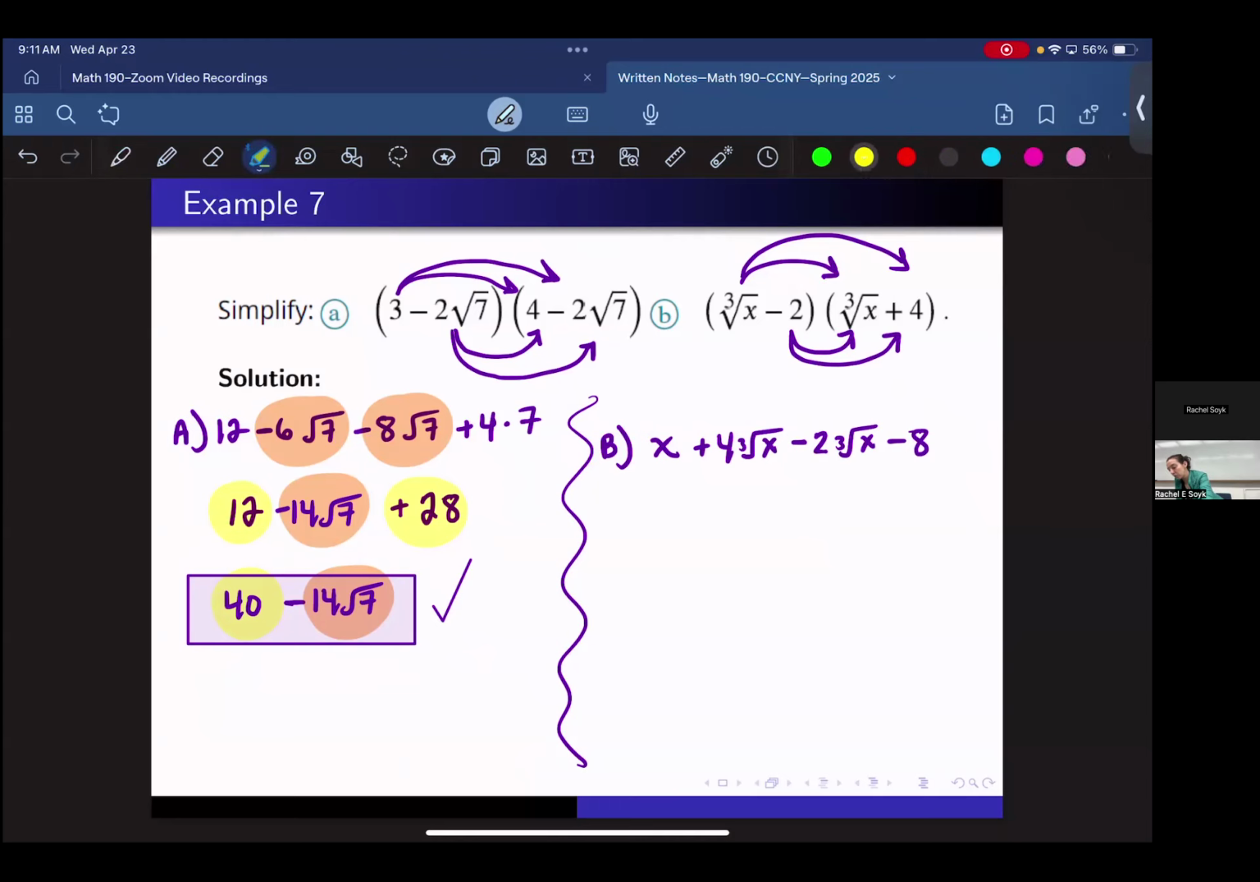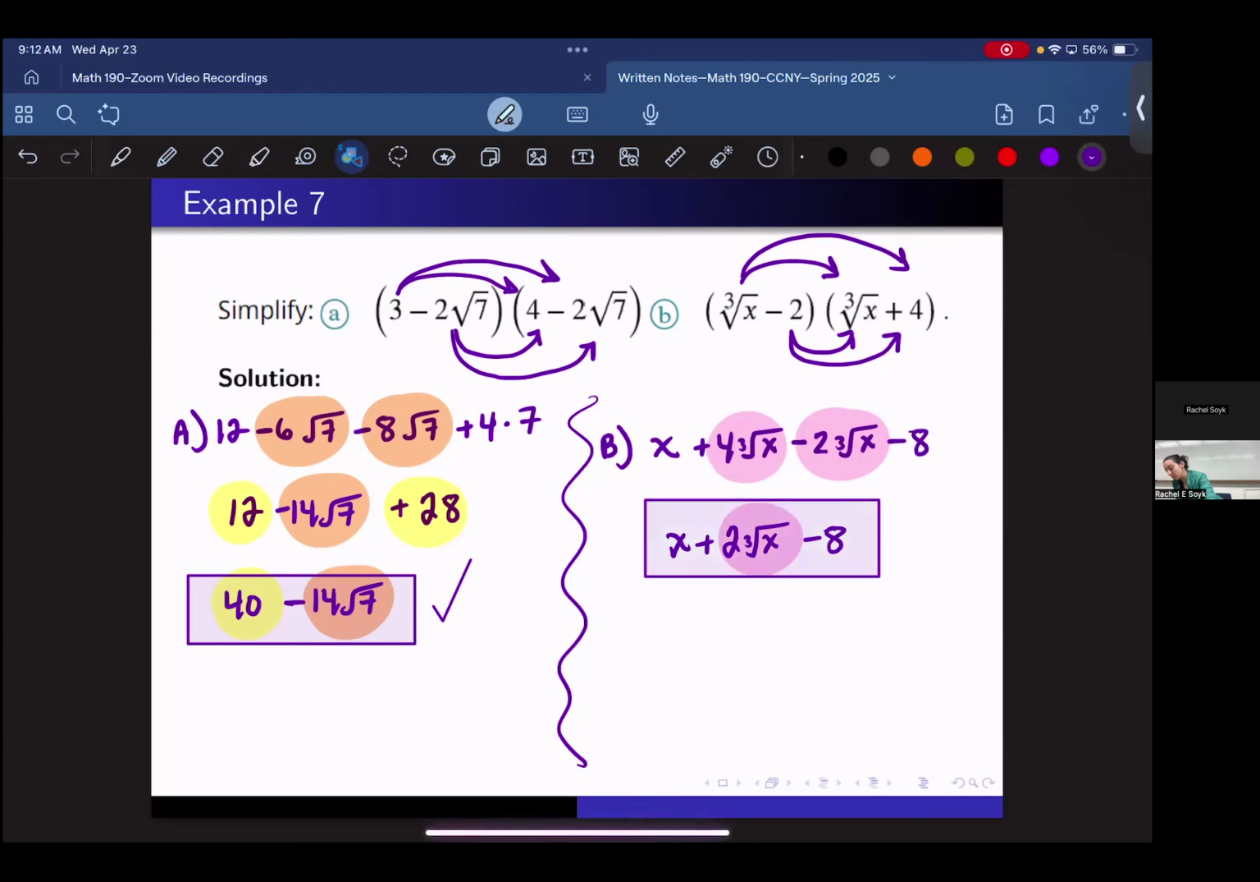Those middle two terms are like terms. So those can be combined to be what? 2 cube root of x. Our final result is just x plus 2 cube root of x minus 8. And we're done. A few more examples.